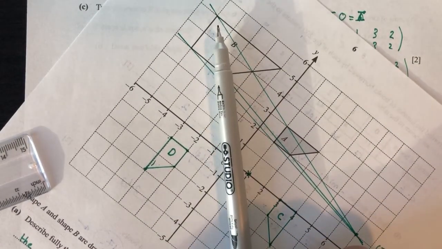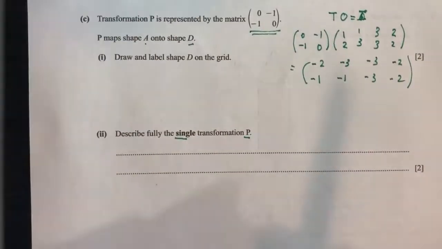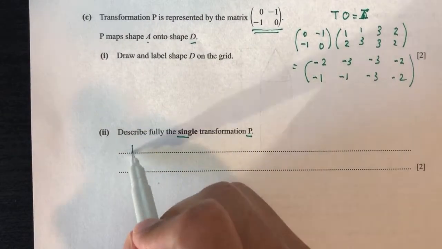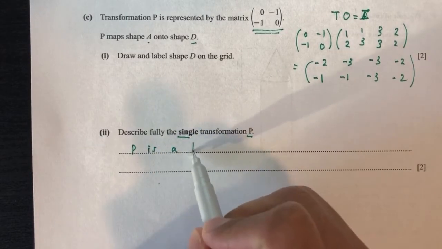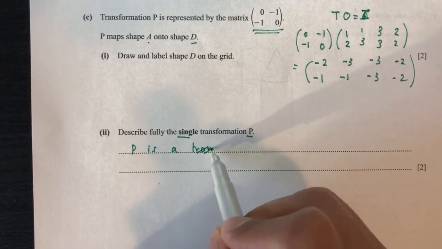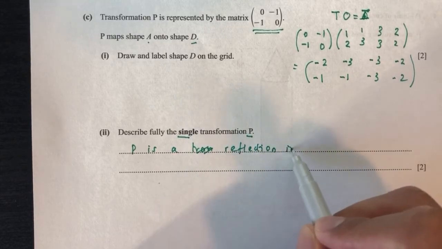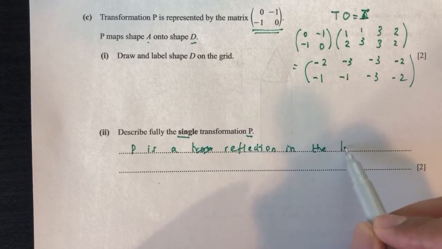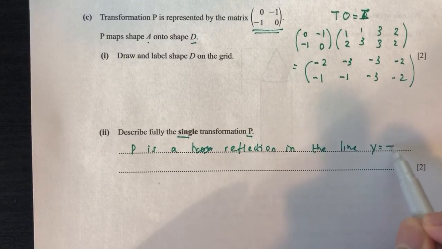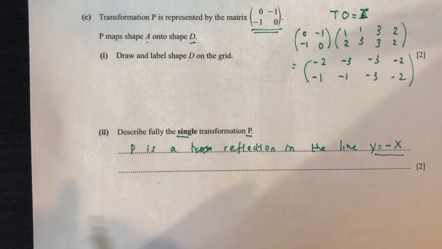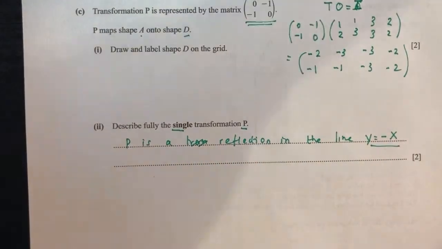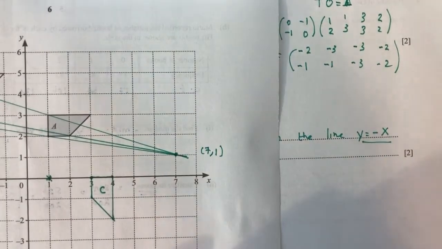And what is the equation of this line? It is the line y equal to minus x. So you will write P is a transformation or reflection in the line y equal to minus x. That will be your answer for part 2, and that is your question number 3.